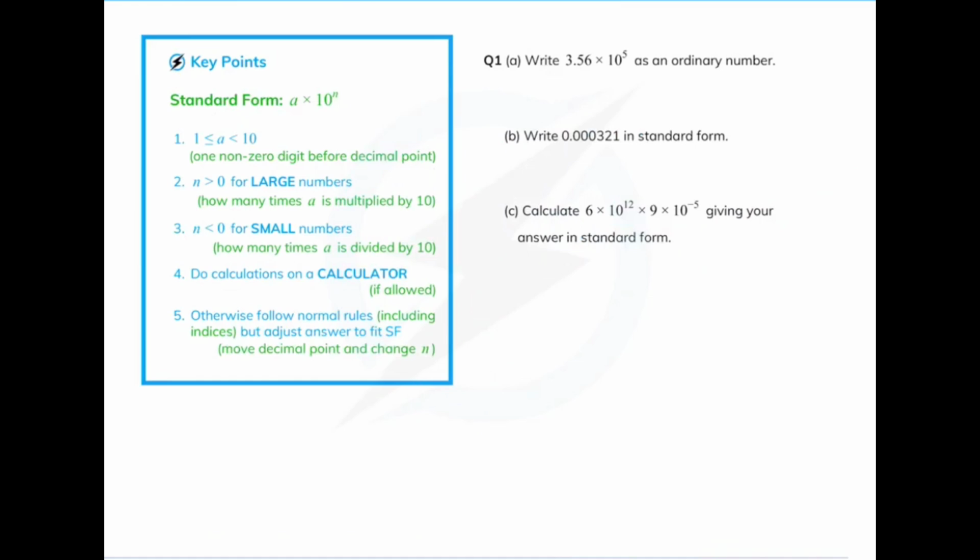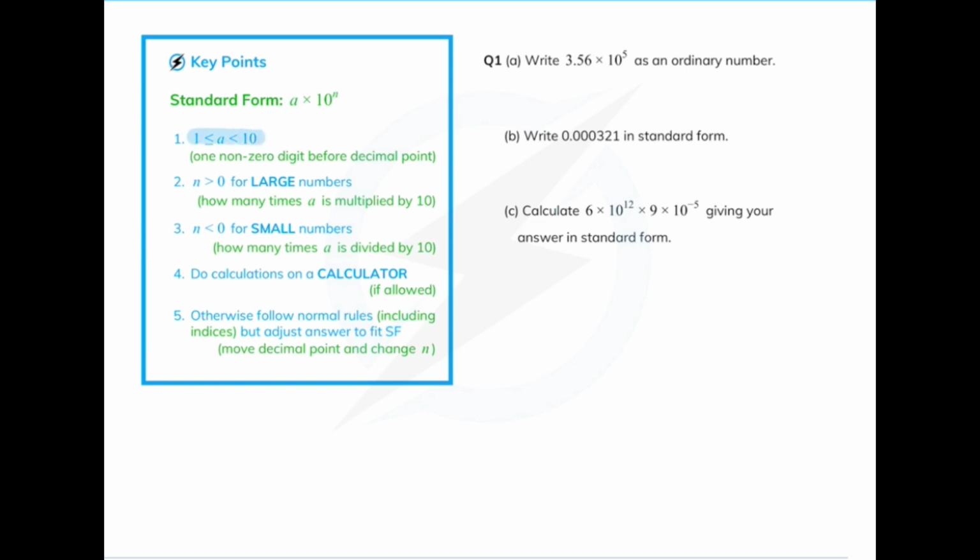So in this question we're going to look at the basics of standard form. Now standard form is what happens when we express a number as one number times 10 to the power of, well, a whole number, an integer. Okay, and the rules are very simple.